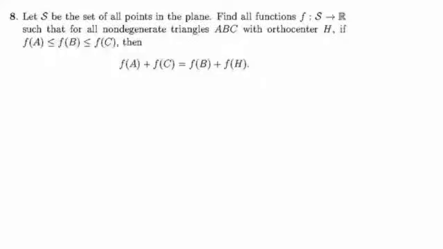PMO National Level 2023, last problem of day 2, 8th problem. So it says, let S be the set of all points in the plane. Find all functions f from S to the real numbers such that for all non-degenerate triangles ABC with orthocenter H, if f of A is less than or equal to f of B, which is less than or equal to f of C, then f of A plus f of C equals f of B plus f of H.